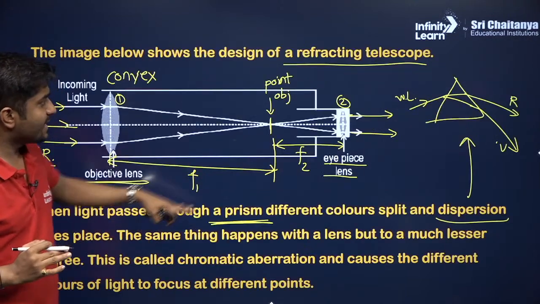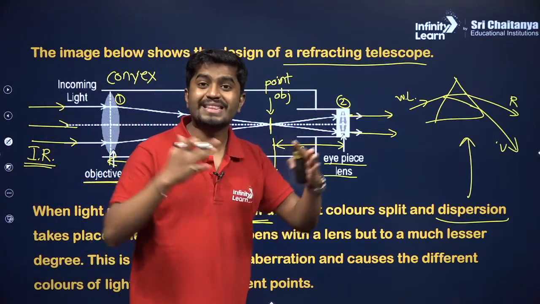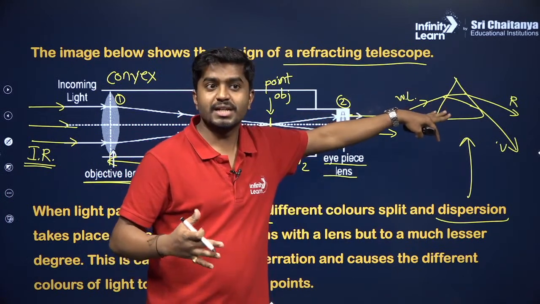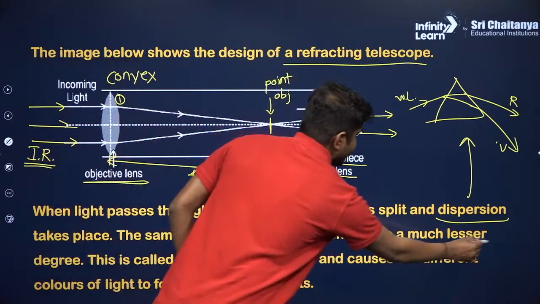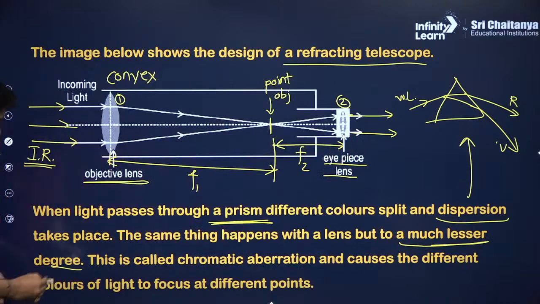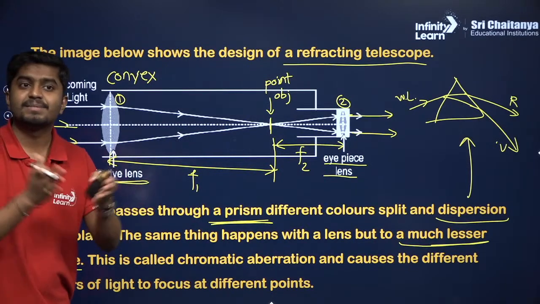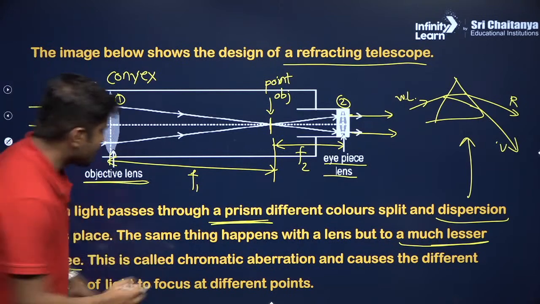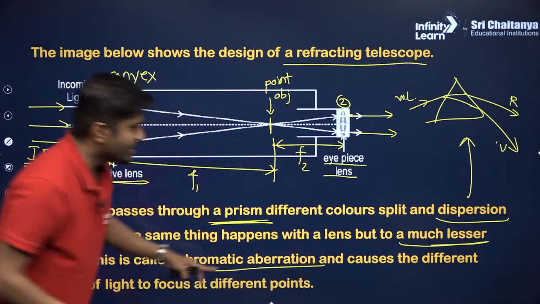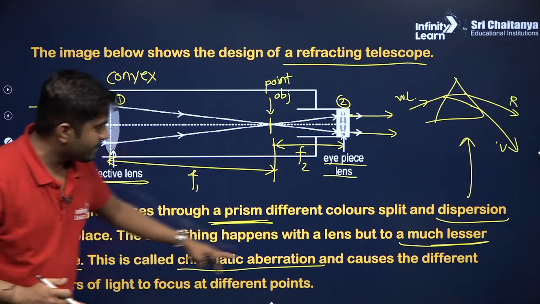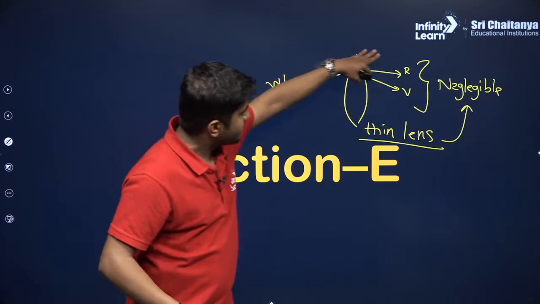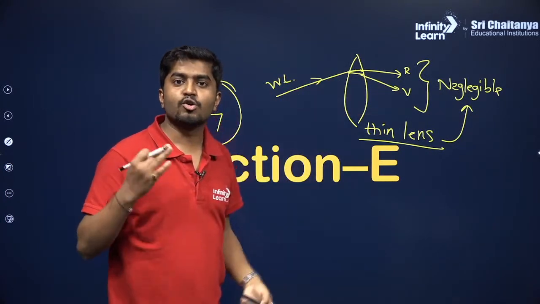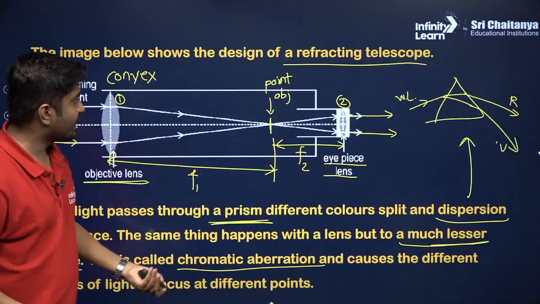So now what they are saying, the prism, you see the prism is very thick. So that is why the dispersion is very strong, okay. So now, same thing happens with the lens, but much lesser degree. That means very small amount of light will split, okay. This is called as chromatic aberration. So this is just a name, don't worry about it. So when the white light passes through the lens and these colors they form, that is called as chromatic aberration.